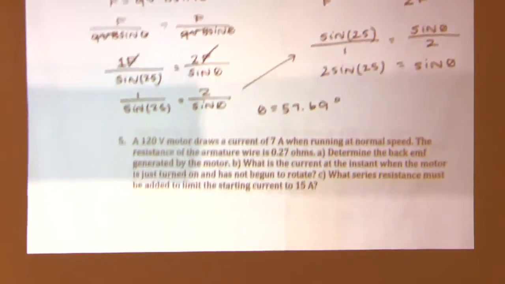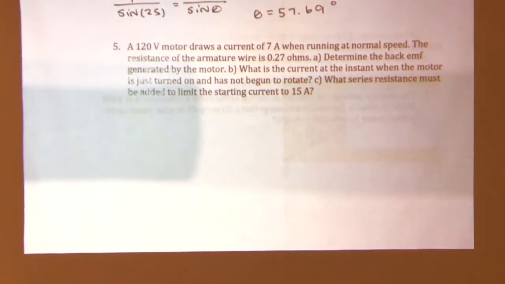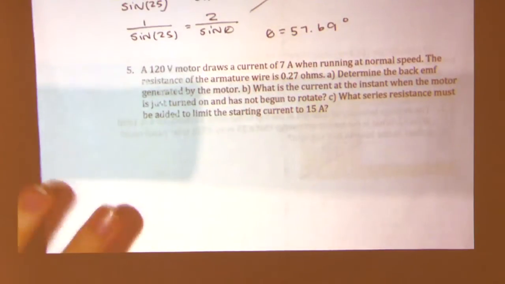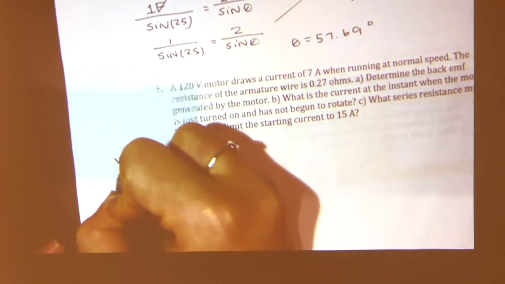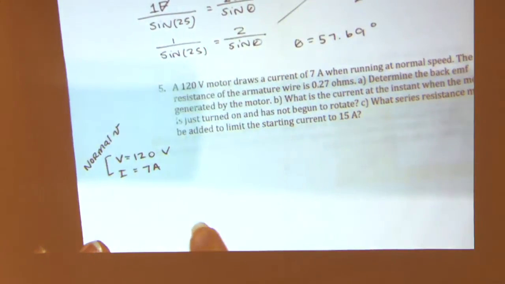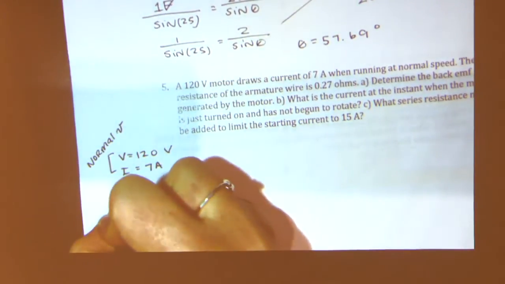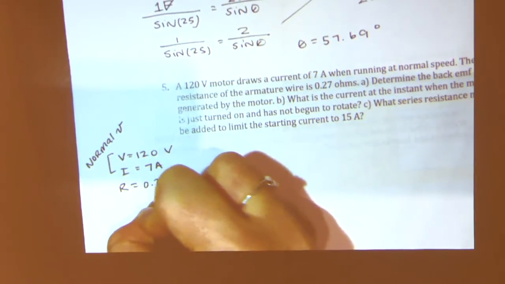Yeah, not too bad. So going on to number 5, a 120 volt motor draws a current of 7 amperes when running at normal speed. The resistance of the armature wire is 0.27 ohms. So the first thing we want to do is determine the back EMF generated by the motor. So we know we have V equals 120 volts and an I of 7 amperes, and this is at normal speed. And we have a resistance of the armature wire at 0.27 ohms.